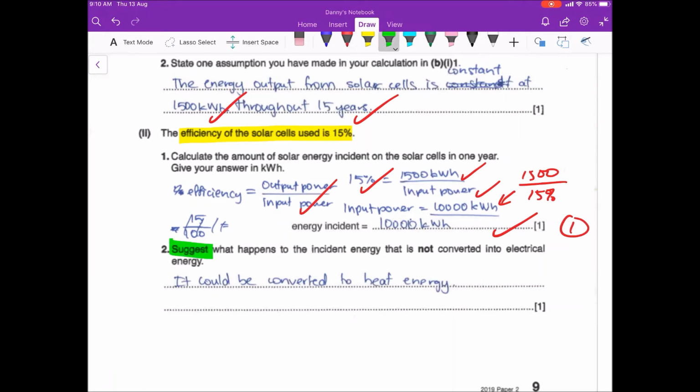Suggest, what happens? So when you see suggest, as long as you give a sensible answer, you will get the mark. So I think this is sensible. There are 2 lines, so you may want to extend. Let's check the Marcus report and see what they say.